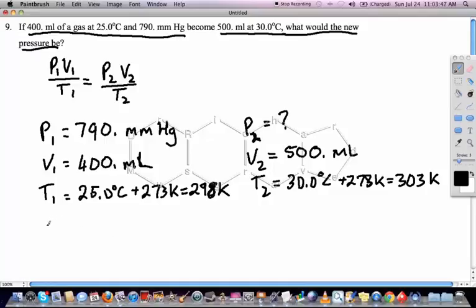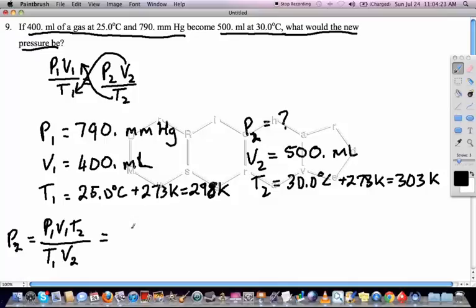Alright, so now what I'll do is isolate P2. We know that V2 will end up down here, and T2 will end up on top. What I'm doing there is dividing both sides by V2 and multiplying both sides by T2. So what that becomes is P1 V1 T2 over T1 V2, and that's what P2 is going to equal.